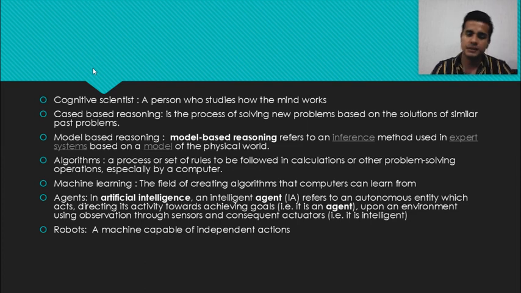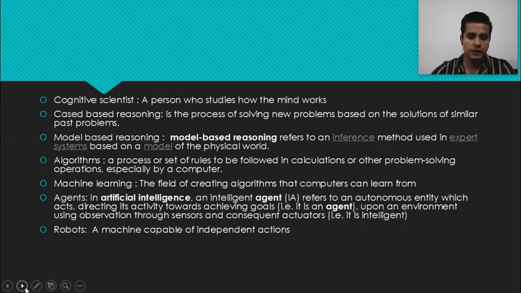Okay. Agent. Basically, in artificial intelligence, an intelligent agent refers to an autonomous entity which acts, directing its activity towards achieving goals, upon an environment using observation through sensors and consequent actuators. Remember, we have real simple robots, but they need to be controlled by humans. So an artificial intelligence agent implies that the robot is starting to be autonomous. What is autonomous? An autonomous robot means it doesn't need a human to control it. So that's the difference between an artificial intelligence agent and a robot. And basically a robot, at the end, is a machine capable of independent actions.